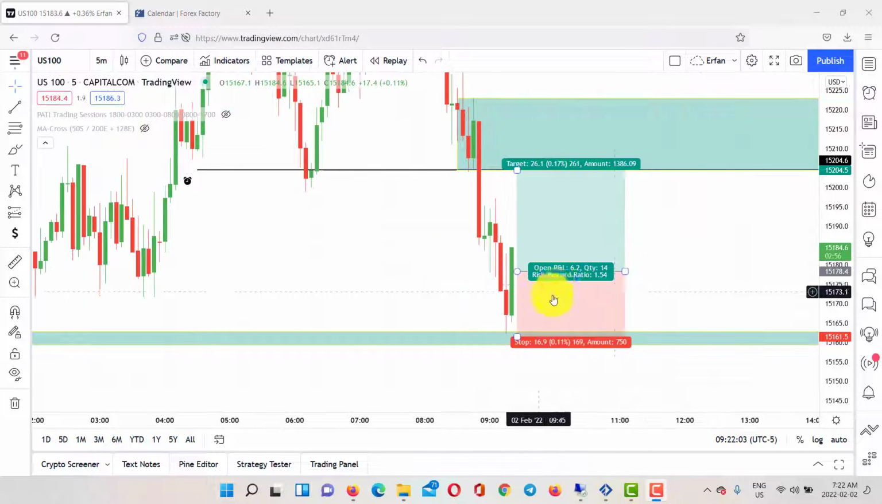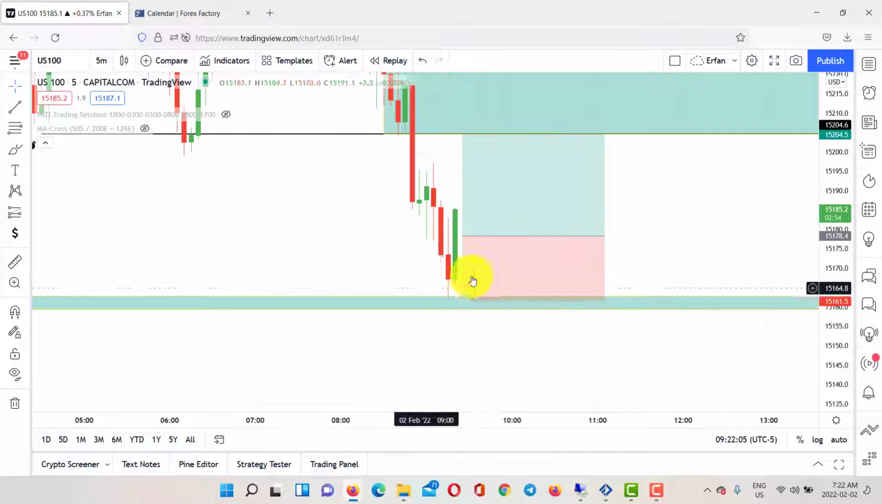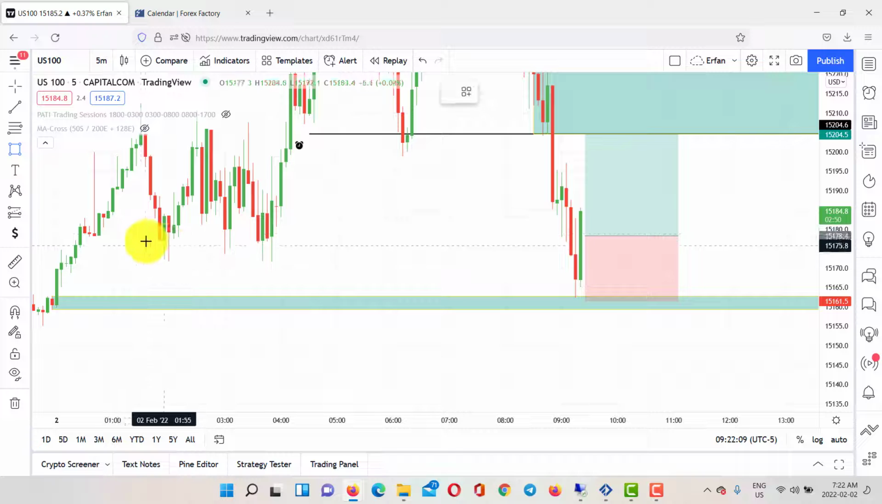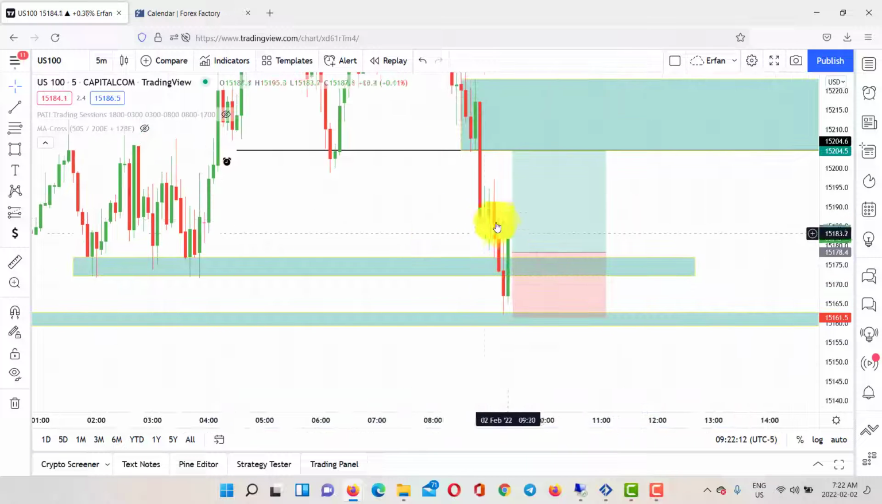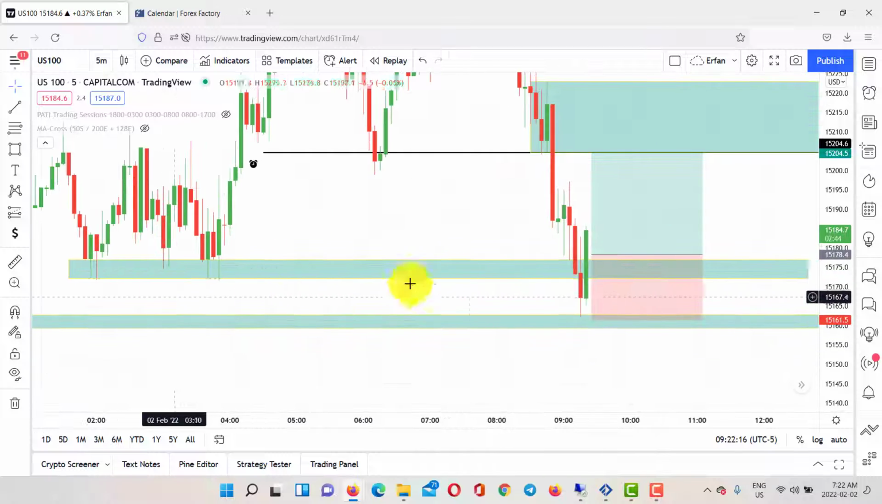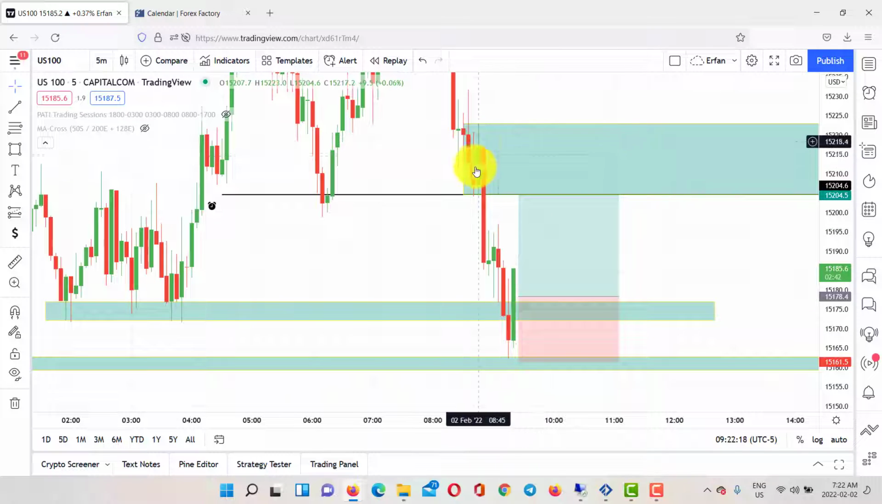Okay guys, as you can see, I took a long position exactly right here. I'm in a position right now. If you remember, I had this support level here, and now it grabbed all the liquidity, tapped into this high probability order block, and now it's trying to go up to fill in this gap right here.